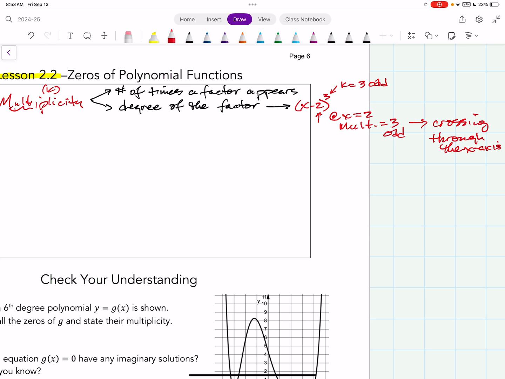Now, if we have something else, something like this, x plus 1 raised to the fourth power, here k is 4.